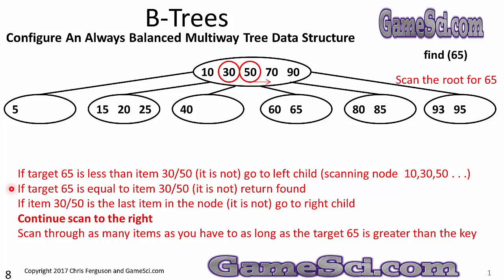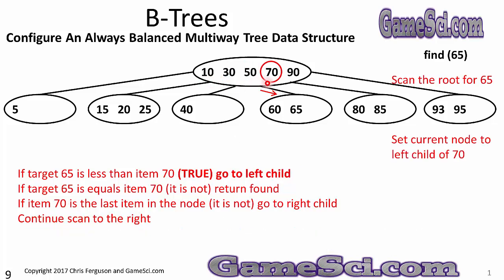I also did not find the target 65, so I'm not going to exit the algorithm. If item 30 or 50 were the last item in the node, I'd go to the right. None of these are true. I'll just continue scanning to the right. You'll scan through as many items as you have to as long as the target 65 is greater than the key. And none of these are larger than 65, so I will keep scanning.